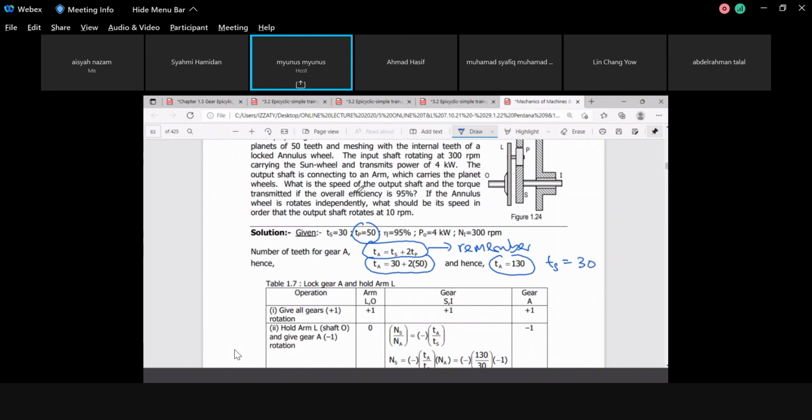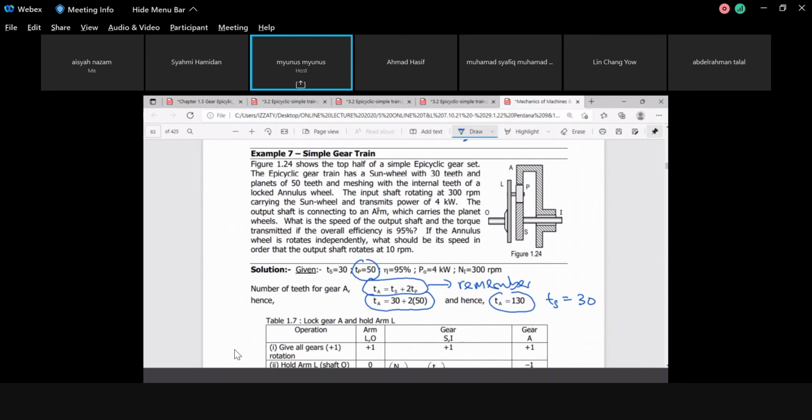So what does the question ask us? Epicyclic again, 30T sun, 50T planet, the input rotating at 300 RPM. So N_I is 300. And carrying sun planet transmitted power of 4 kilowatts. The output shaft is connected to the arm, which carries planet O. What is the speed of the output shaft and torque? We haven't studied torque yet, so let's talk later. And the overall efficiency is given as 90%. This one you cannot do yet because we haven't talked about torque.